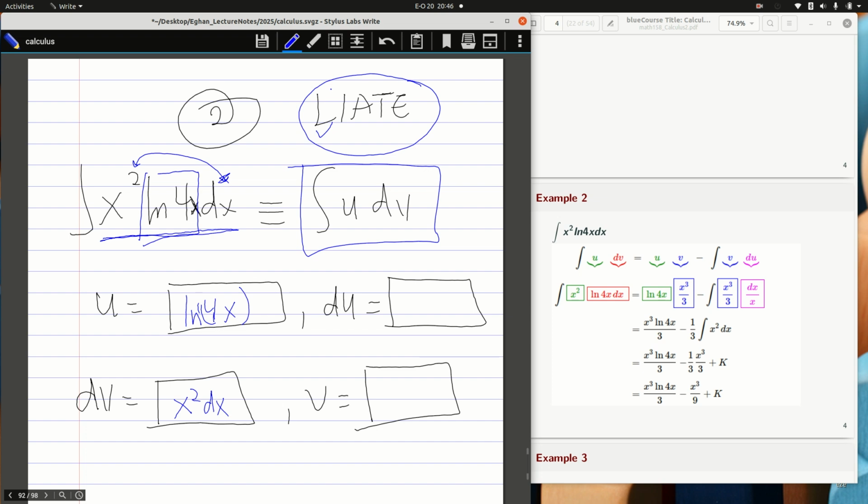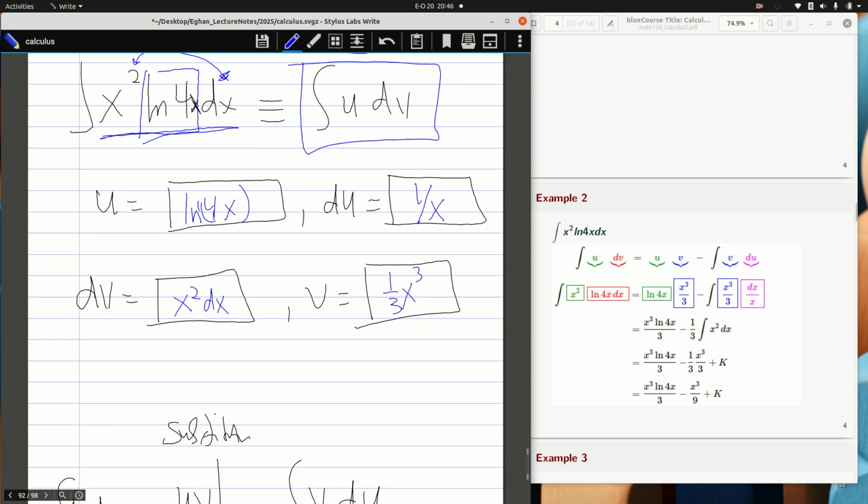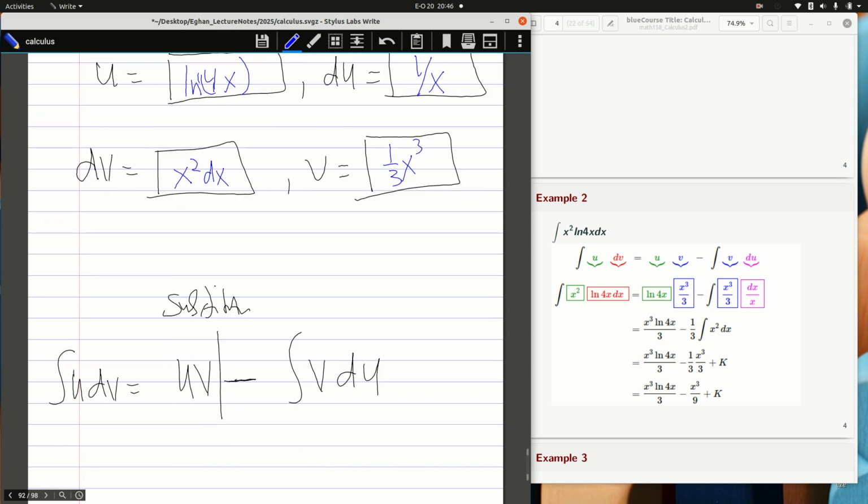Okay, so what is du? If I differentiate ln 4x, I'm going to get 1 over x. For dv, if I integrate that, I'm going to get 1 over 3 x cubed. Yeah, that's what I'm going to get. We've gone through fundamental integrations and differentiations, so I always want to write my final answer.